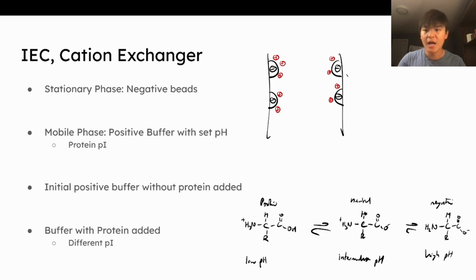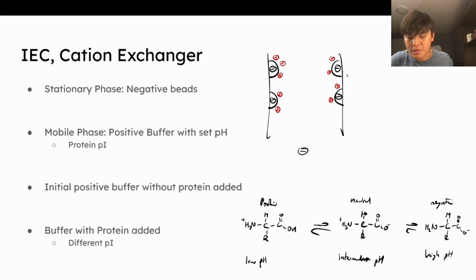Now what do we do? We add the same buffer, but with our protein now. And imagine we have a bunch of different proteins. Some of them are going to be negative, right? If the pH is higher than its isoelectric point, they're going to become negative. And what are those negative proteins going to do? Well, imagine we have a negative protein. They're repelled by these beads, right? So they're just going to go straight through.